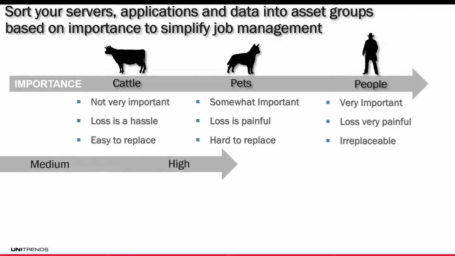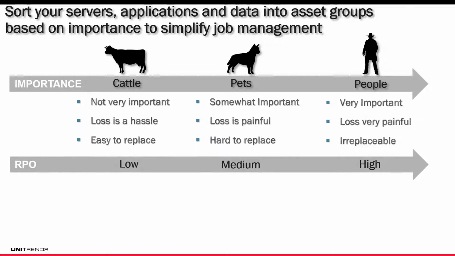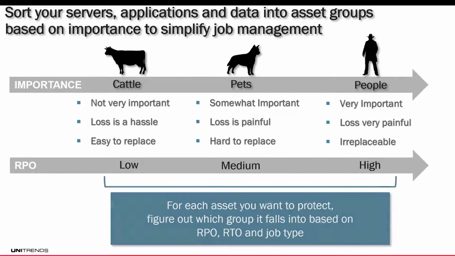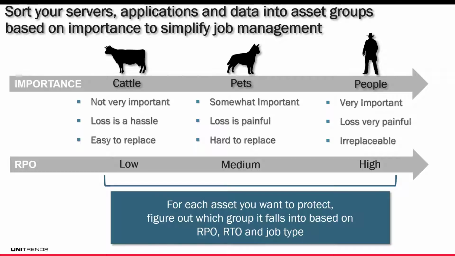All right, now that importance scale then leads us to an RPO. Our cattle, our tier 3, tend to have more of a lower recovery point objective, while our pets and our people tend to lean more towards that high scale. For each asset type you want to protect, you've got to figure out which group it falls into based on RPO and RTO and the job type that you're going to run across those different assets.